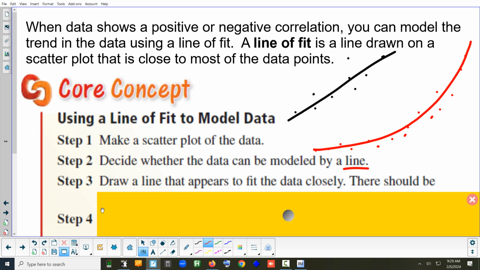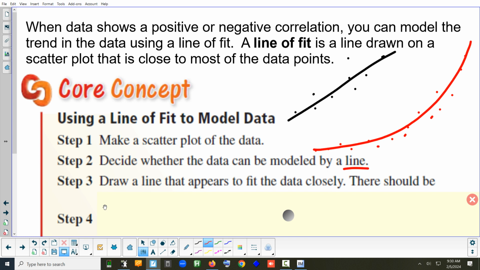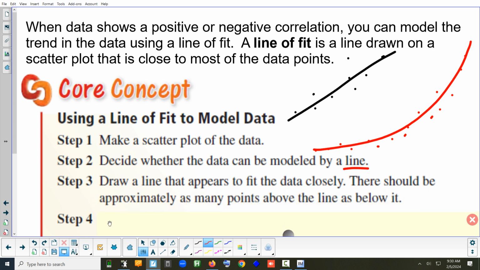Okay, so step three. It says draw a line that appears to fit the data as closely as you can. Now, this isn't a definite rule, but in general, you should have about as many points above the line as you do below. So let's check this one that I did in black. I would say there's 1, 2, 3, 4, maybe 5 points definitely above the line, and 1, 2, 3, 4 points below. Yeah, that's pretty good.